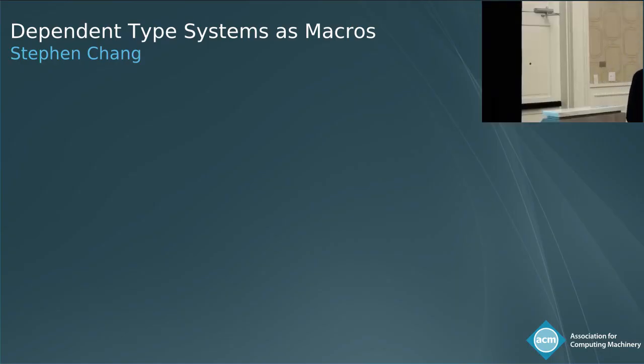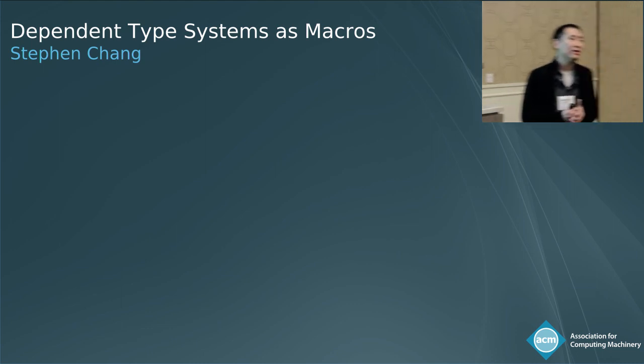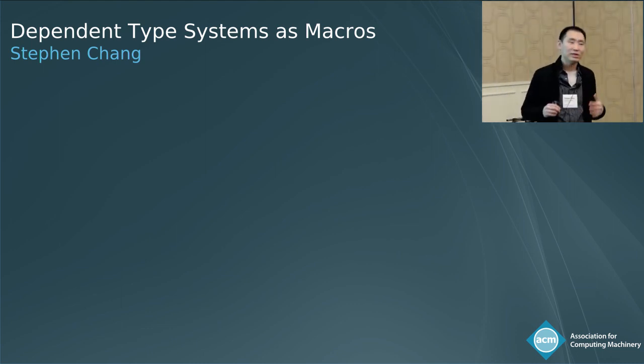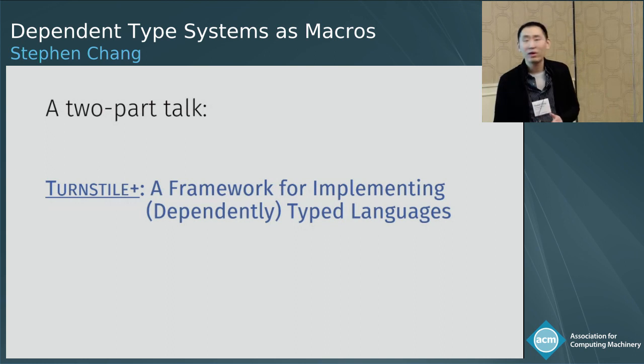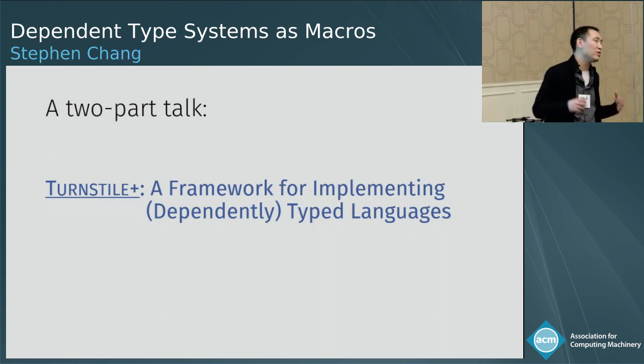Thank you. So this talk has two parts. First, I'm going to introduce Turnstile Plus, which is a new framework that we created that helps programmers implement complete typed languages, and in particular, dependently typed languages.